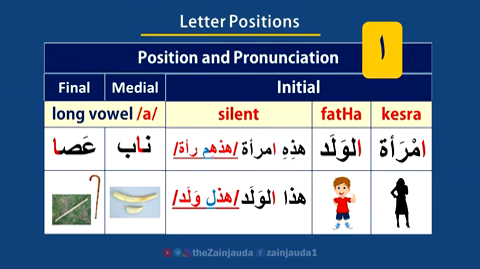So in short, alif is pronounced as a when it comes in the medial and final positions, like nab and asa. It is kasra when it comes at the beginning of a word when it is pronounced in isolation, like imra'a. It is fatha when it comes at the beginning of al-ta'rif when the word is pronounced in isolation, like al-walad. And finally, it is silent when it comes in the beginning of a word in connected speech, like هذه امرأة and هذا الولد.